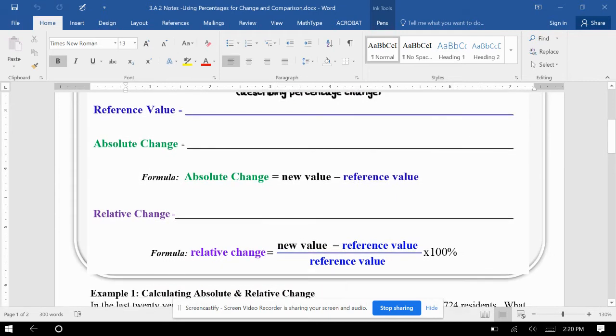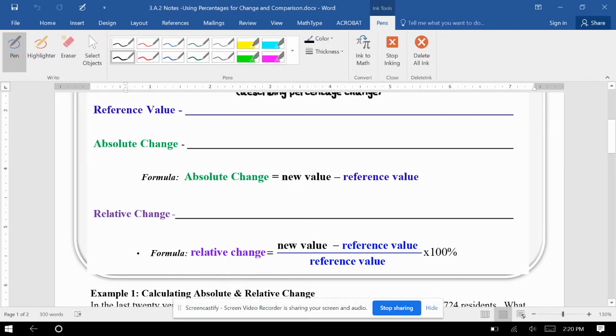The formula for relative change, which is going to track something over time, you'll see right here. This is the formula that you're going to want to use on all of your questions that have to do with relative change. Let's break down what all those pieces are. A reference value is a starting number. For example, you want to see how much you saved in 10 years, like I said before. Well, the starting number would be what you had 10 years ago.